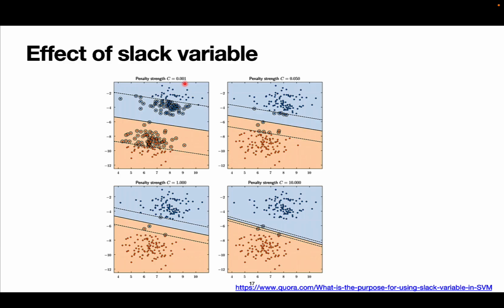The margin is very wide, but as the value of C increases to 0.05, then 1, then 10, you can see how the margin shrinks because now the model is giving more priority to the correct separation over the width of the margin. And it's a good time to remind you that C is a hyperparameter, which means it needs to be tuned for each problem to balance the margin size and classification accuracy.